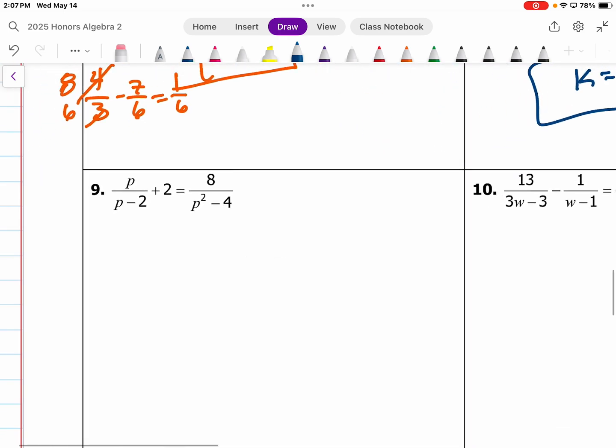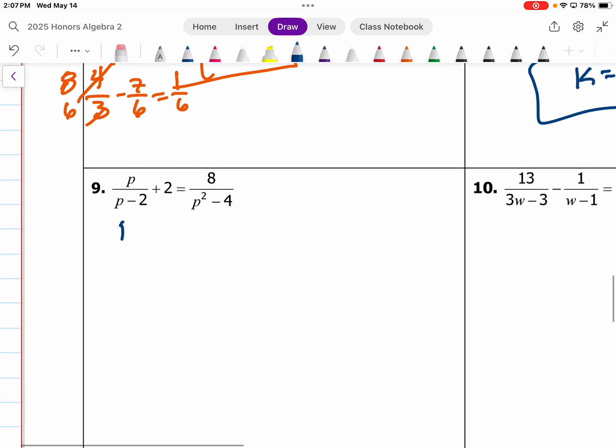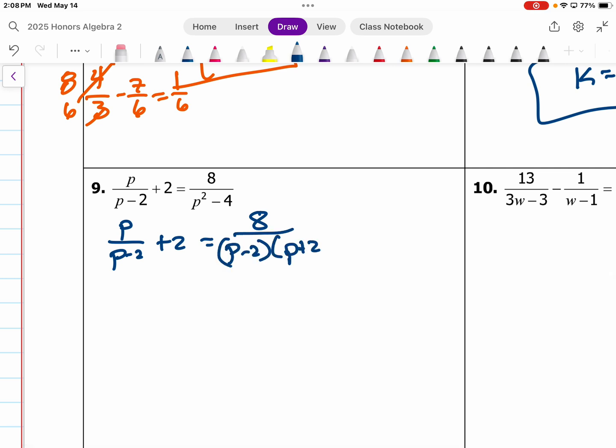All right. On this one, I am going to factor the bottom of the bottom right. P over P minus 2 plus 2 is equal to 8 over P minus 2, P plus 2. So, again, sorry for the sloppy handwriting.